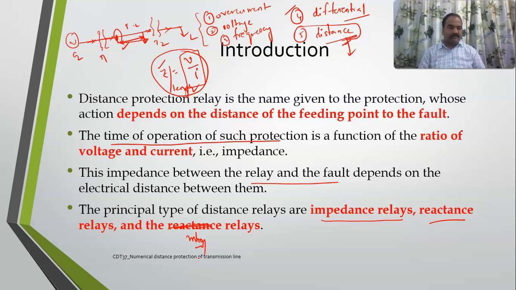Normally you have different types of transmission lines: short, medium and long transmission lines. For each of these, you may ignore some components. For a short transmission line, you consider only R and L, and ignore the capacitance and conductance. For a medium transmission line, you consider R, L and C. For a long transmission line, you consider all four parameters. Based upon the parameters considered for modeling, the protection schemes are also based upon those assumptions. That's why you have either impedance relay, reactance relay or mho relay.